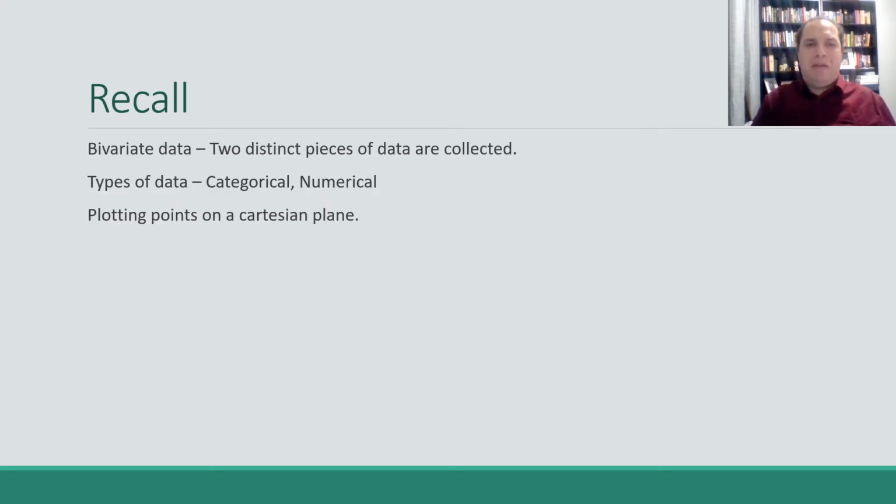The biggest things you have to remember. Remembering our definition for bivariate data, we're collecting two distinctly different pieces of data, or put another way, two different variables. Hence bivariate, two variables. Remembering our types of data, we're going to look at numericals in this case, and scatterplots rely a lot on plotting points on a Cartesian plane. So we'll have to recall how to use our Cartesian plane to plot points and draw lines and graphs and curves as well.